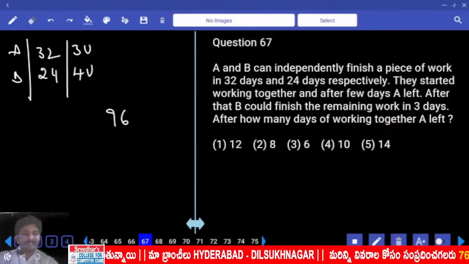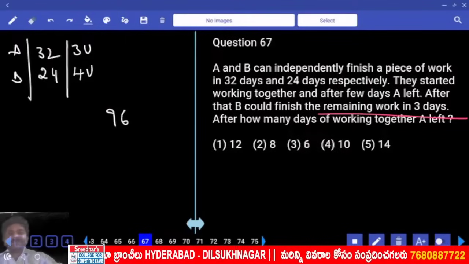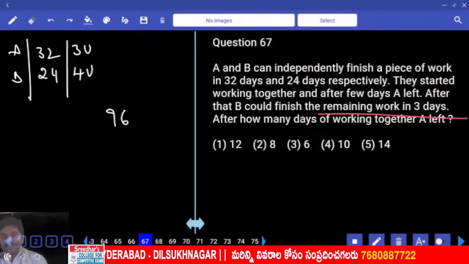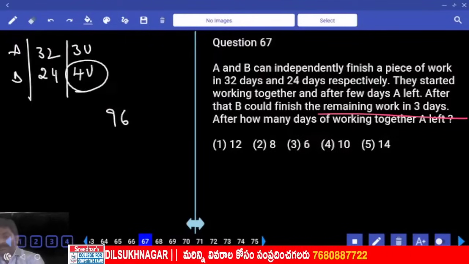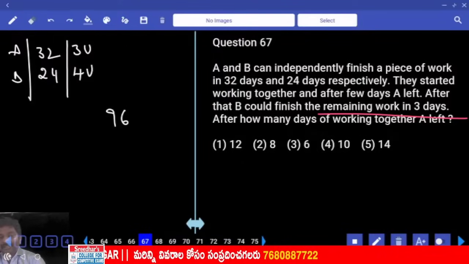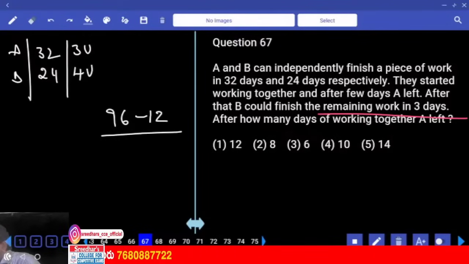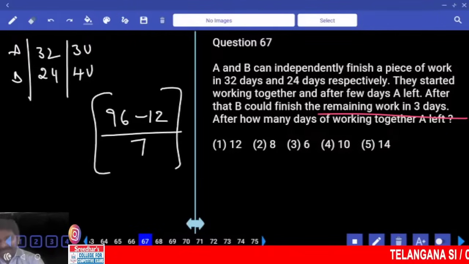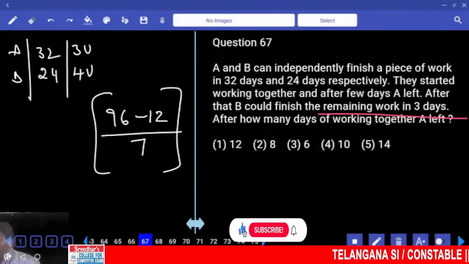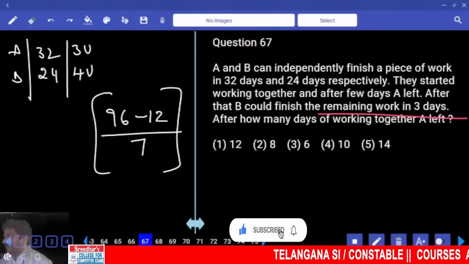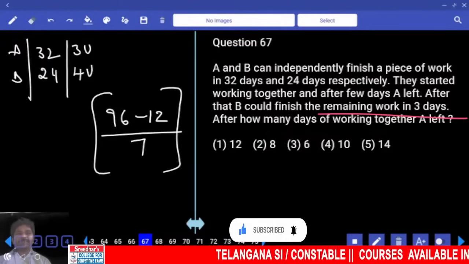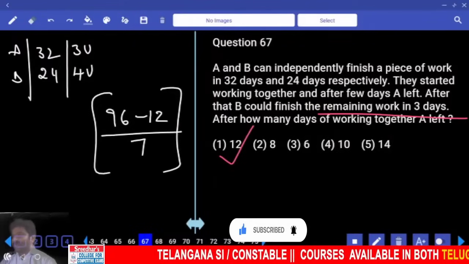After A left, the remaining work was done by B in 3 days, at 4 units per day. If we subtract those 12 units which B does in the last 3 days, then the remaining work is done by A and B together. A and B together do 7 units per day. The number of days that A and B together work is divided by 7 only. Numerator 84, 84 by 7, answer 12.